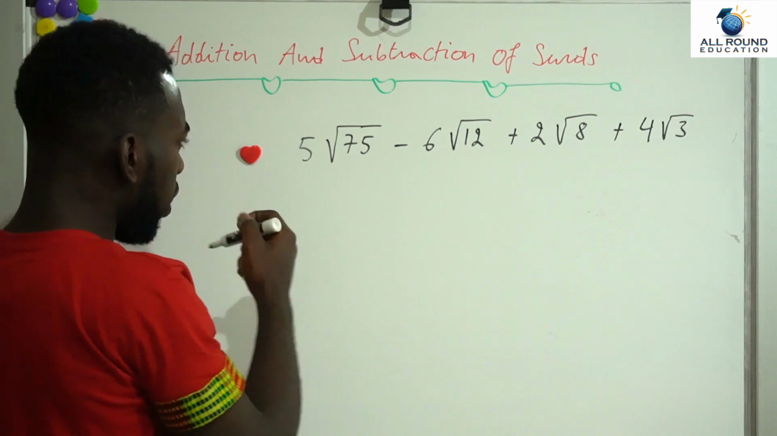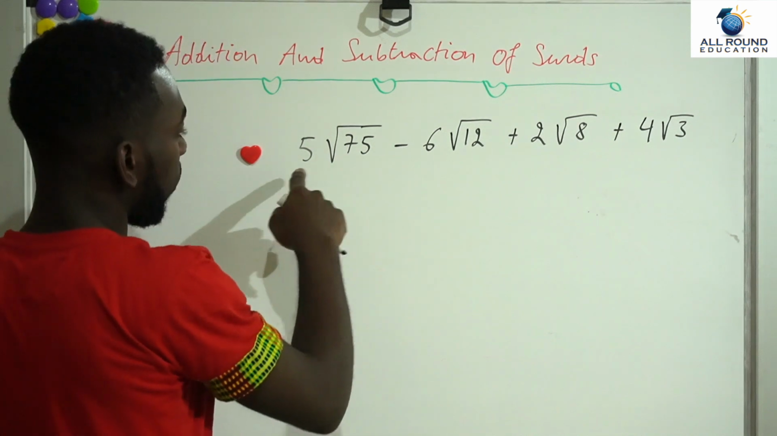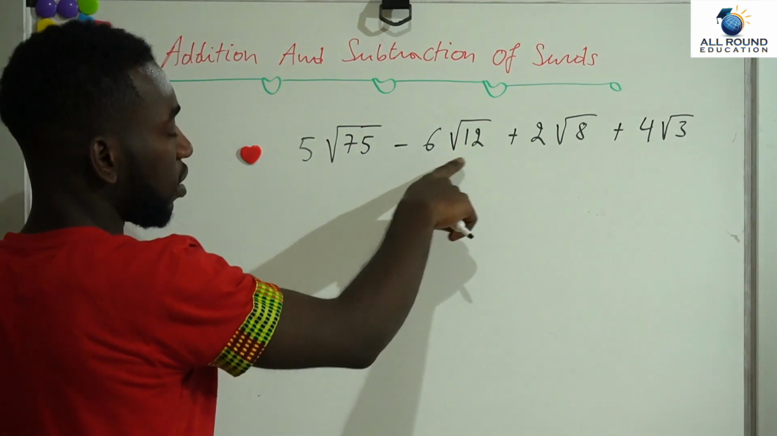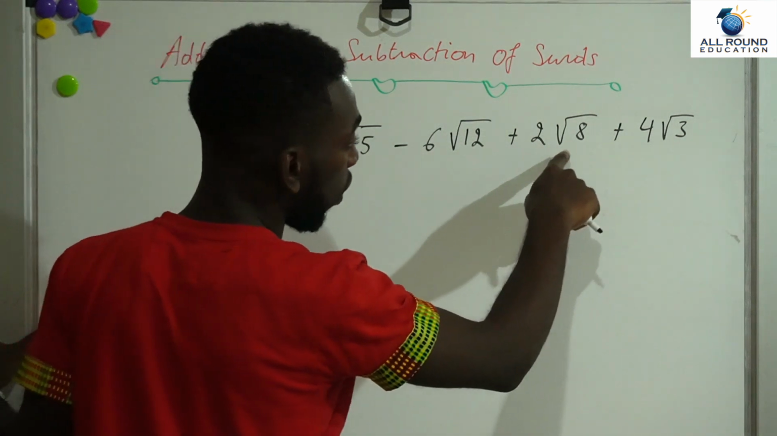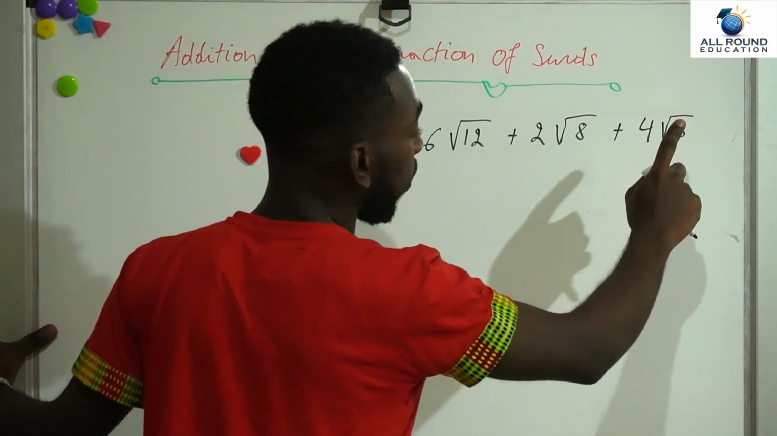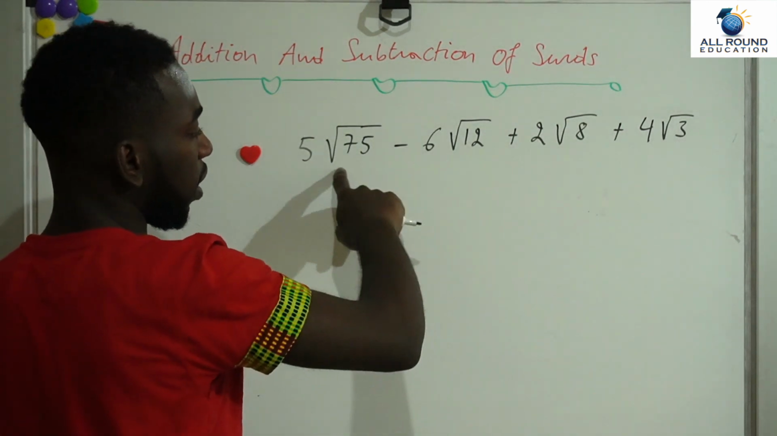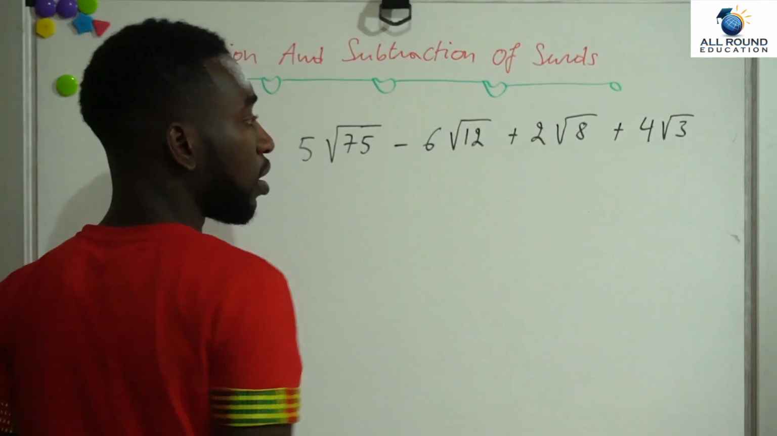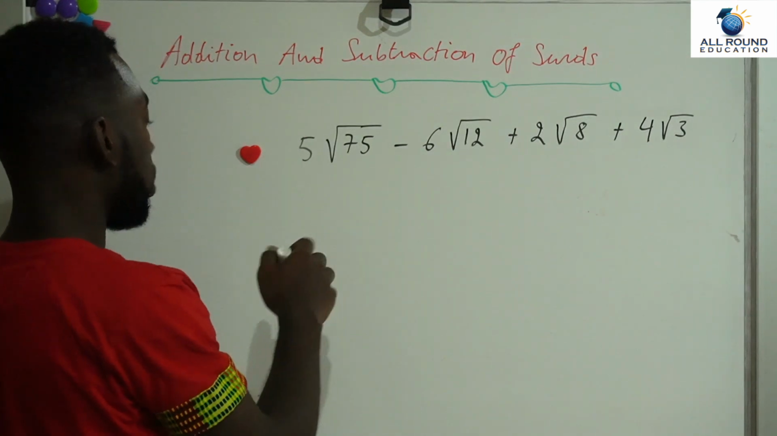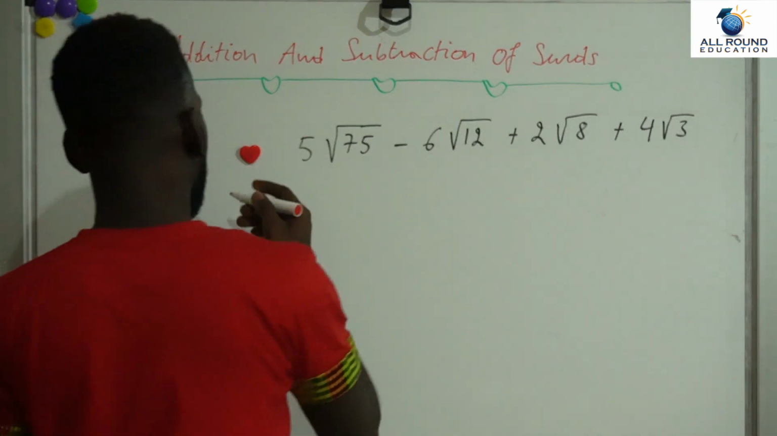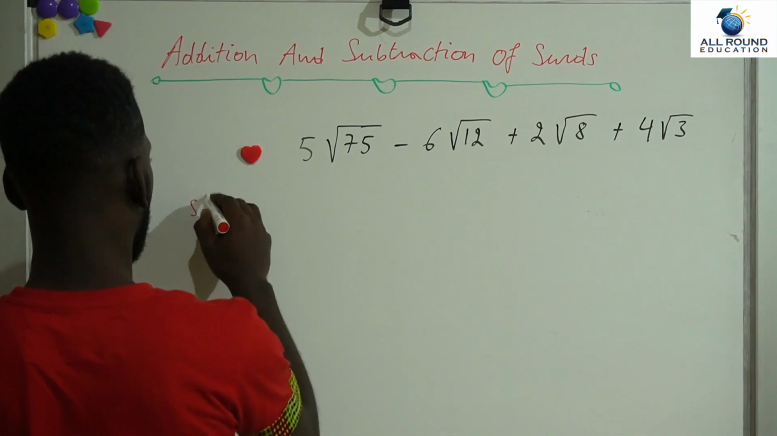So here what we have is 5 square root of 75 minus 6 square root of 12 plus 2 square root of 8 plus 4 square root of 3, right? Look, this is not the simplest form. We can simplify this, we can simplify this, we can simplify this. So let's get step one.